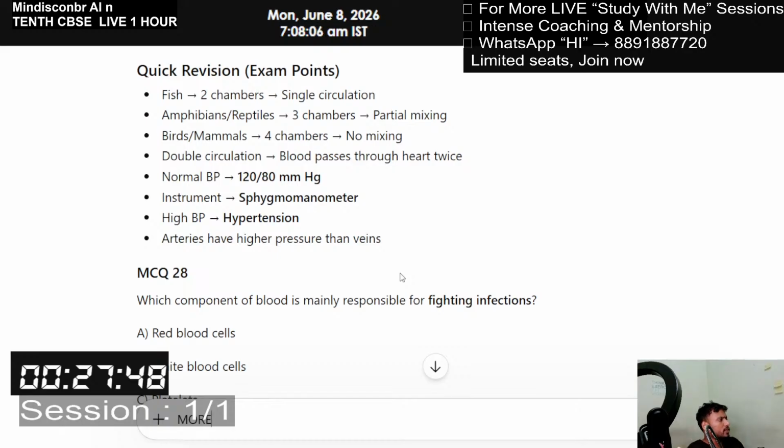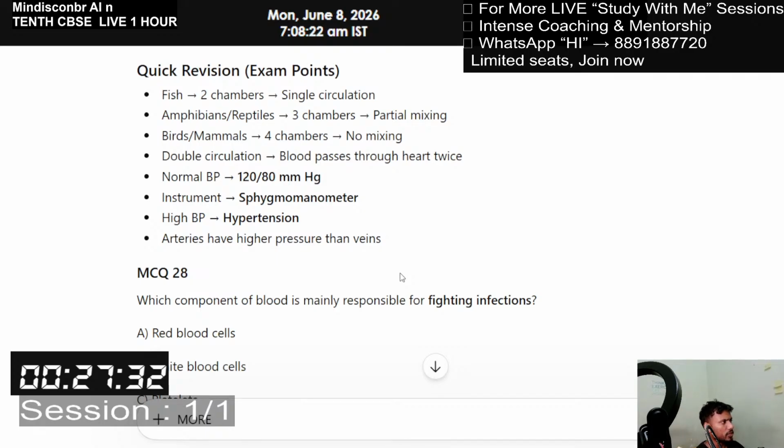Quick revision: fishes have two chambers, and their role is single circulation. Whereas in amphibians and reptiles there are three chambers, and partial mixing occurs. In birds and mammals, there are four chambers and no mixing. This is double circulation, where blood passes through the heart twice.